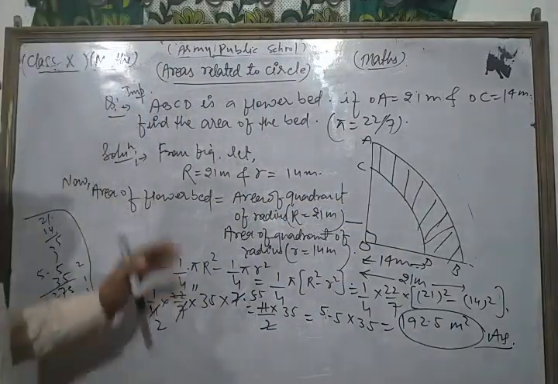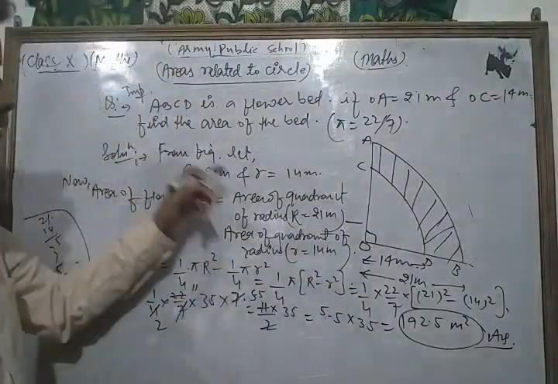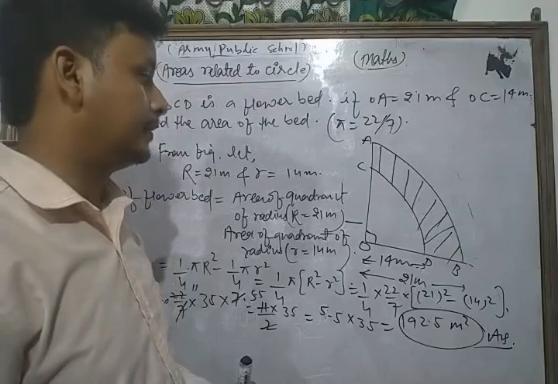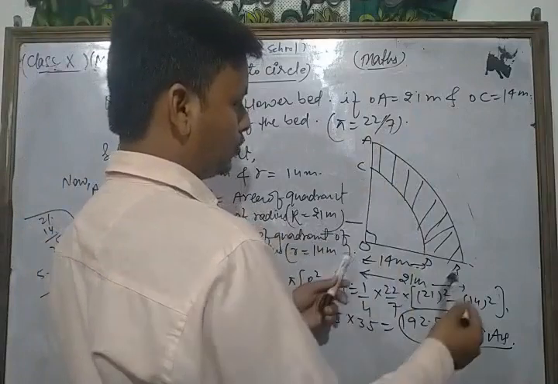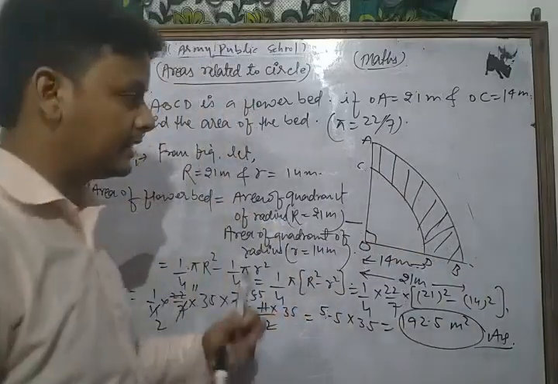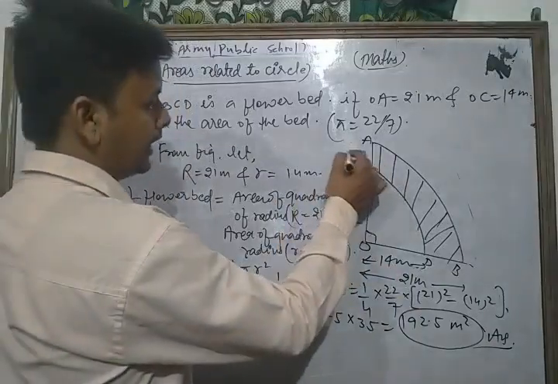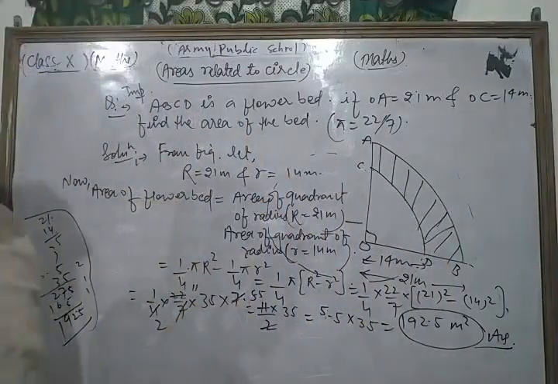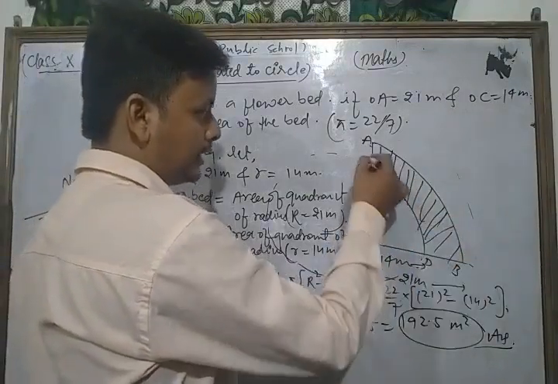Let's see once more. This is a very important question based on this topic. Here ABCD is your flower bed, and OA is 21, so OA is equal to OB, and OC is equal to OD. This is the form of a quadrant, which means one fourth part of a circle, because if we complete it, it forms two circles. We find the area of the flower bed, which means we find the area of the shaded region ABCD.